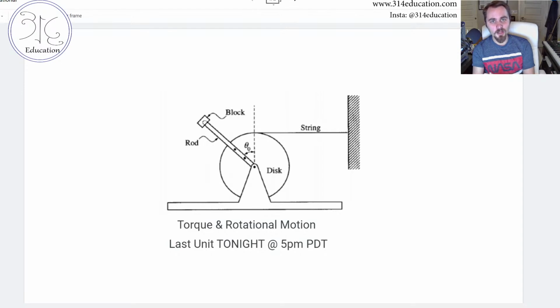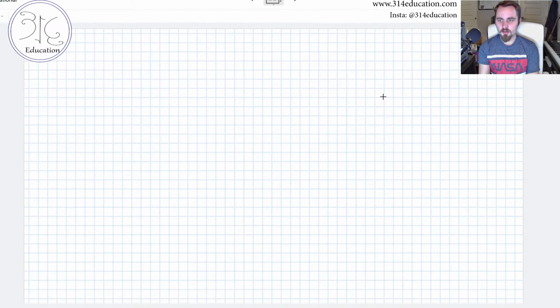Hopefully we'll be able to make torque and rotational motion something that you'll just have down. Cool. So let's begin with a circle.